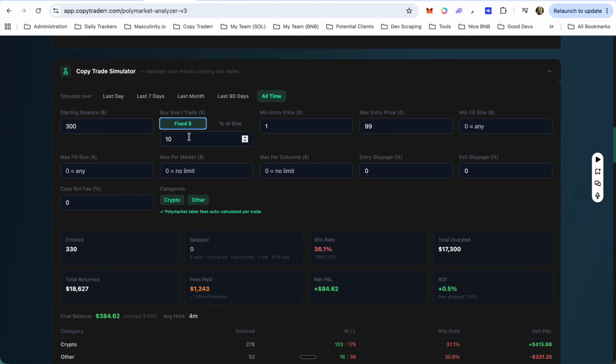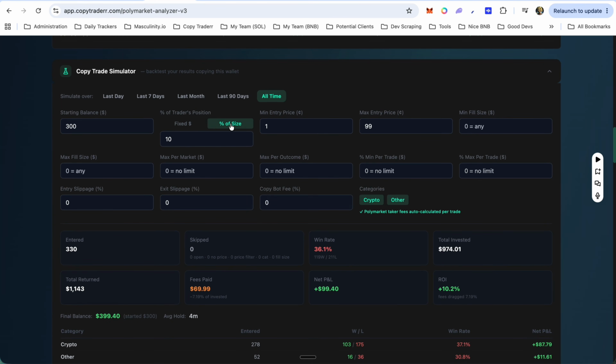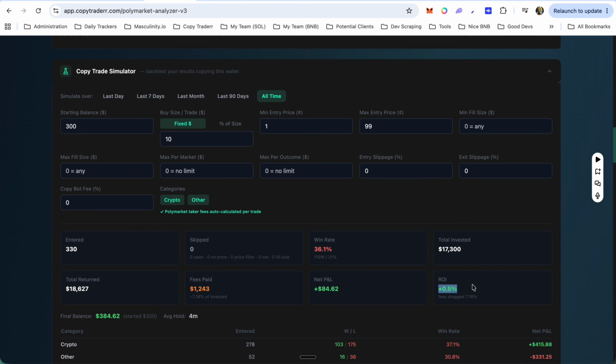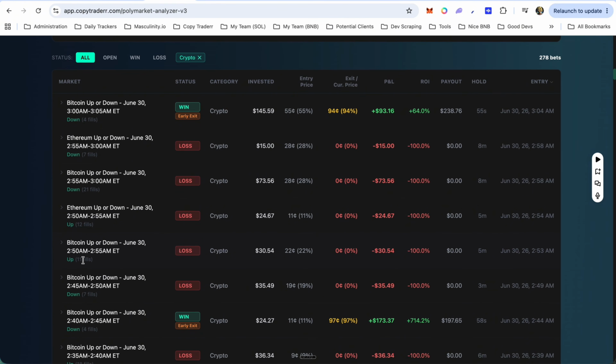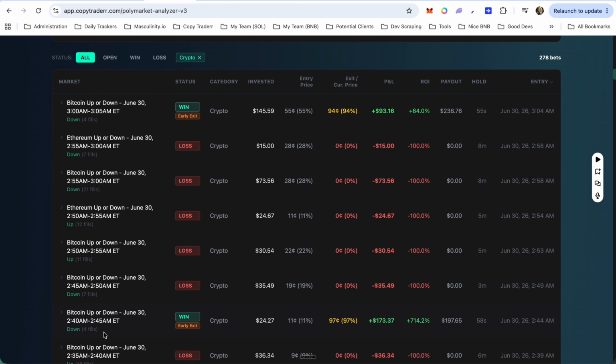I can use a fixed trade size or a percent of the trader's trade size. Because the trader makes more money with bigger bets, we're seeing much better results using a percent of the trader's trade size. And the reason why our return on investment is lower while copying, when buying every single fill or every single buy with $10, is that if we come down here, we can see on these losing bets, they are buying 11 times, 12 times, sometimes 21 times. So if we are entering with a $10 buy size every single time they buy, we're buying more into their losing bets and less into their winning bets, because their winning bets here only have 4 fills each, and each fill is a buy.